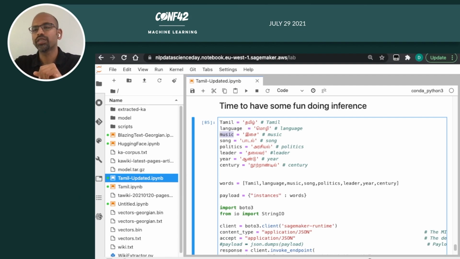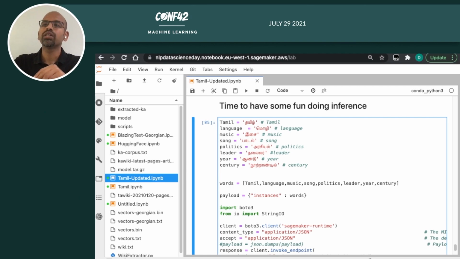Music, which is in Tamil Isai. Song is another word, which in Tamil is Padal. Politics in Tamil is Arasiyal. Leader in Tamil is Thalaivar. Year in Tamil is Aandu. Century in Tamil is Nootrandu. So these are random words. Some of them are related, some of them are not related.